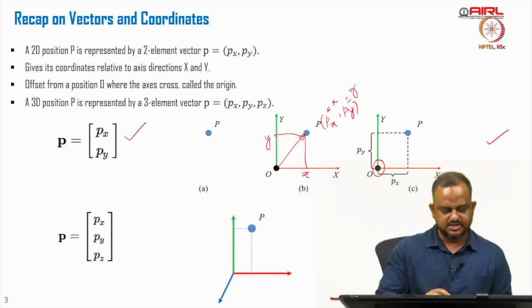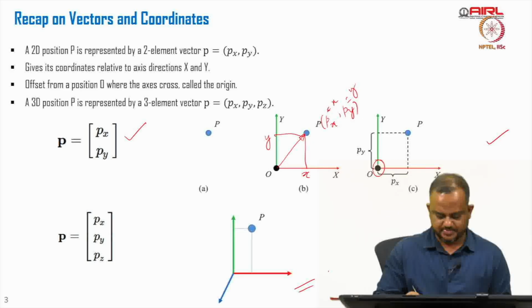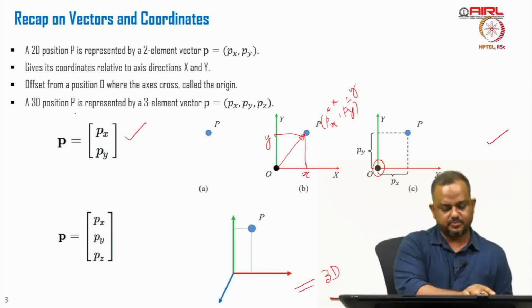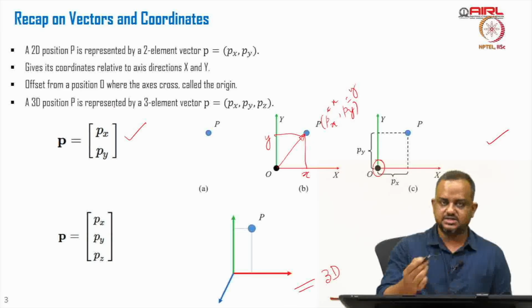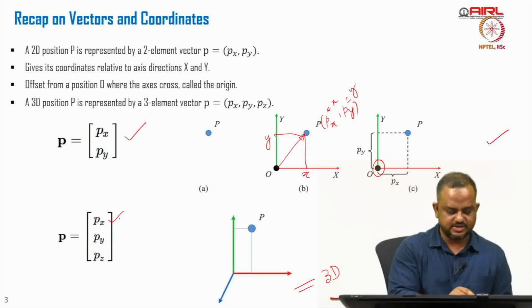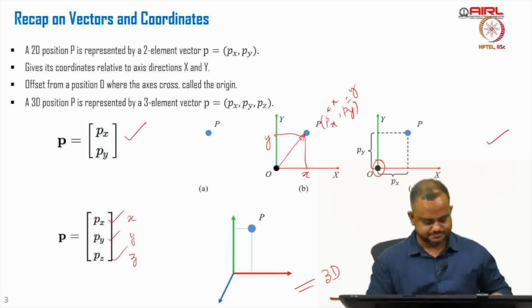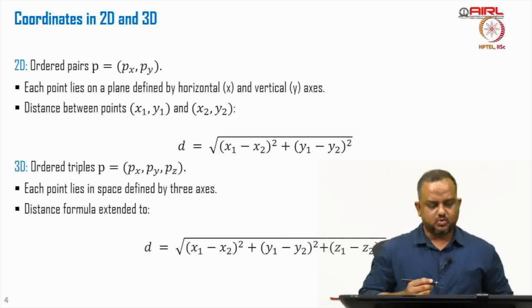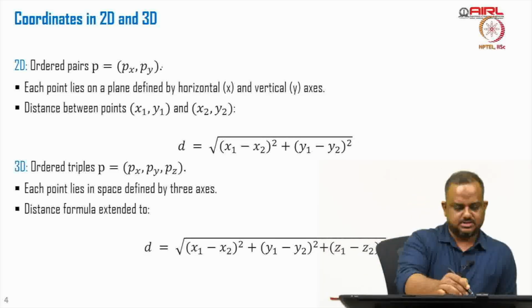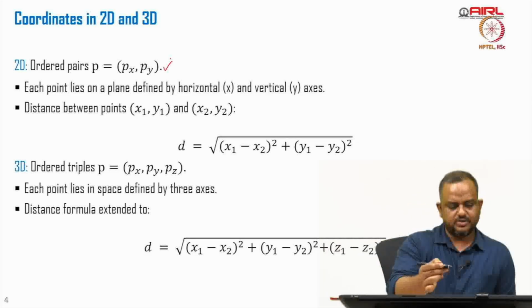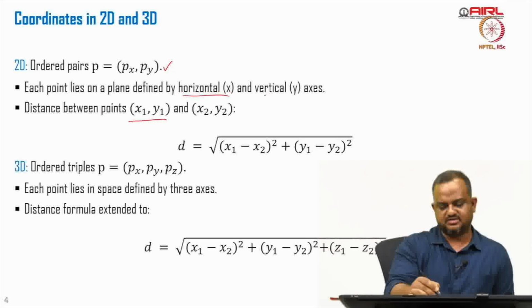When it comes to a 3D coordinate system, the position P is represented by a 3-element vector which will have 3 elements like Px, Py and Pz as x axis coordinates, y axis coordinates and z axis coordinates. Okay, now the coordinates in 2D and 3D are given like this: Px, Py. We can put it like x1, y1, x2, y2 in different forms. Each point P lies on a plane defined by the horizontal axis x and the vertical axis y.